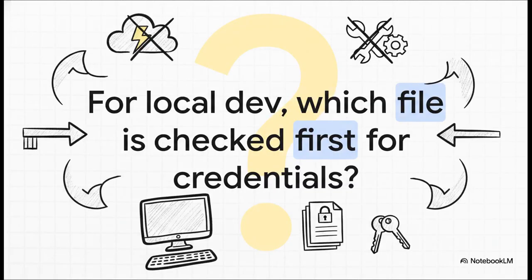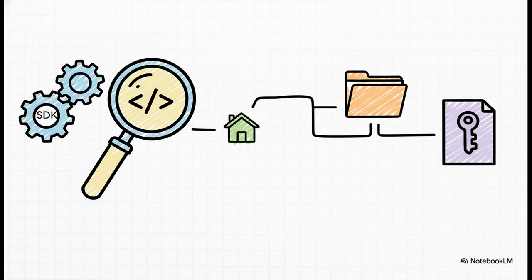Okay, let's bring this back to your own machine. You're coding away locally, you're not on an EC2 instance, you haven't set any environment variables. Where on earth are your keys supposed to live? The SDK has a go-to spot it's programmed to look for. It's a file called credentials, located inside a hidden folder in your home directory called .aws. That full path, ~/.aws/credentials, is the industry standard place to store your access key ID and secret access key for local development.